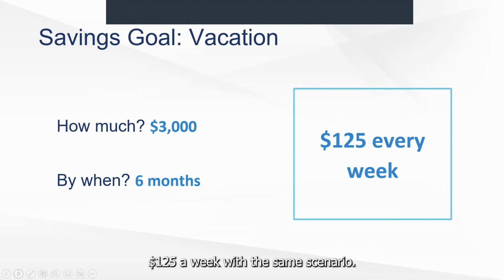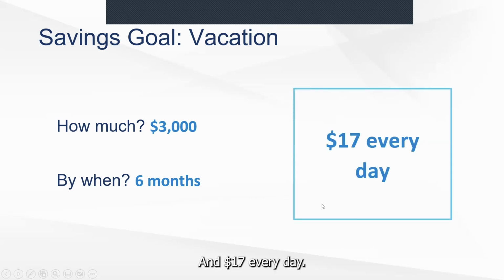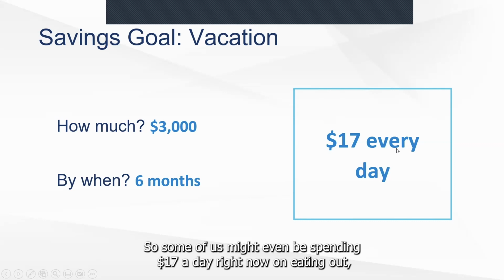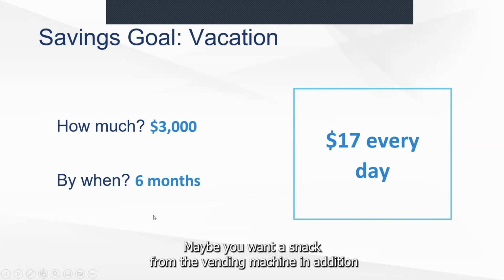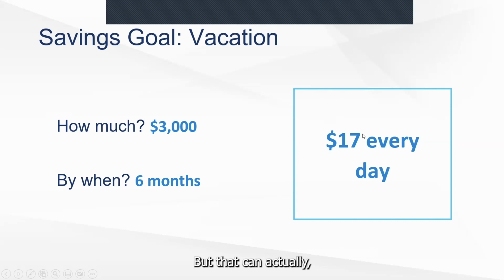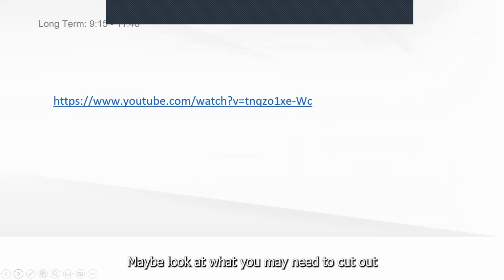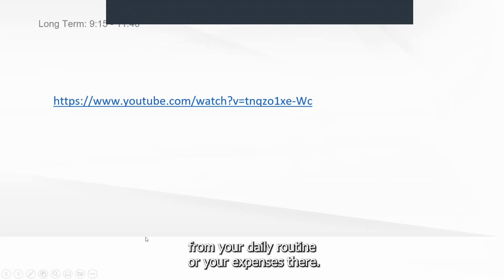That would be a breakdown of $125 a week with the same scenario, and $17 every day. So some of us might even be spending $17 a day right now on eating out, getting that Starbucks, maybe some additional gas expenses. I don't know what that looks like. Maybe you bought a snack from the vending machine in addition to going out for lunch, but that can actually increase daily. It's doable, $17 a day when you break it down. Maybe look at what you may need to cut out from your daily routine or your expenses there.